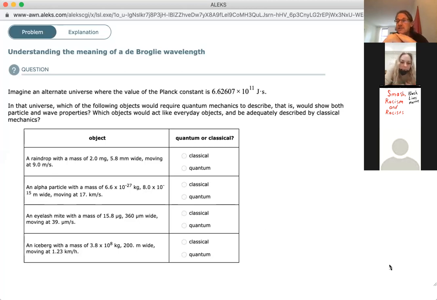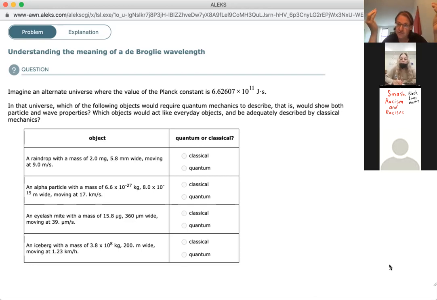Imagine an alternate universe where the value of the Planck constant is 6.62607 times 10 to the 11 joule seconds. Notice the number 6.626 is the same that we've been using all along, but now they're changing the power of 10. Instead of being minus 34, it's 11. That's a big difference. Remember, each number is a factor of 10, so it's a lot bigger. So they're saying you're in some other universe. There are theories that we have multiple universes, that there's an infinite number of universes, and we're just in one of them.